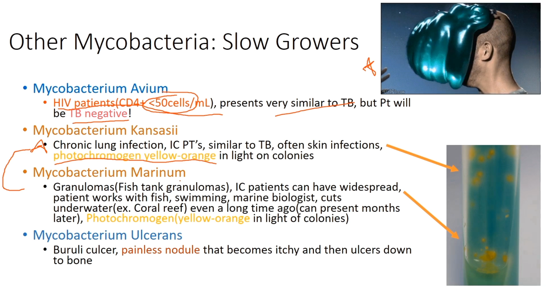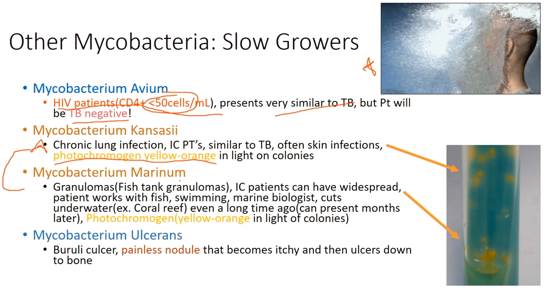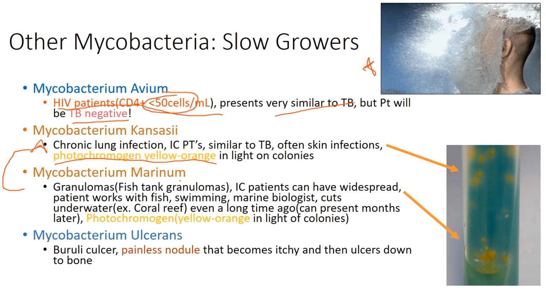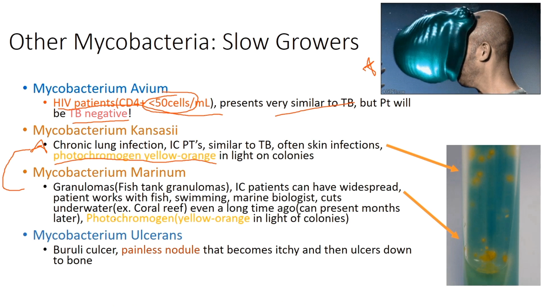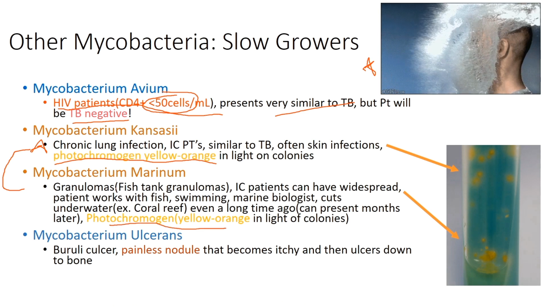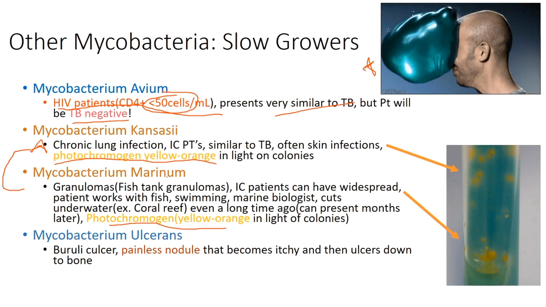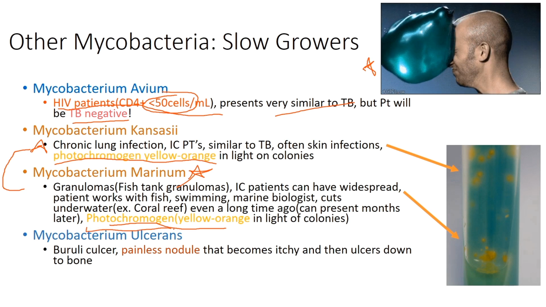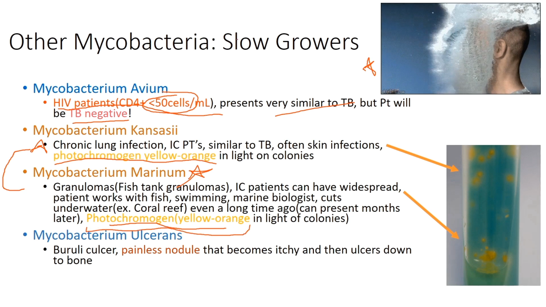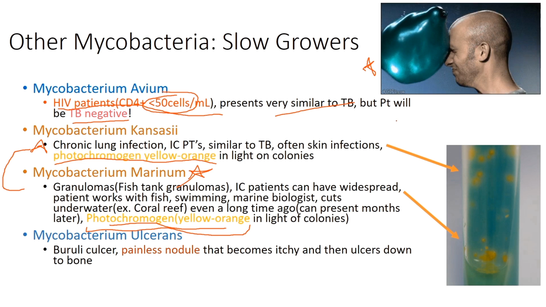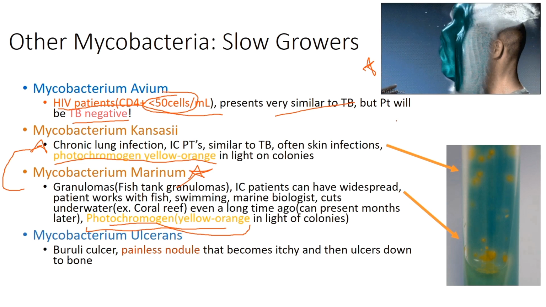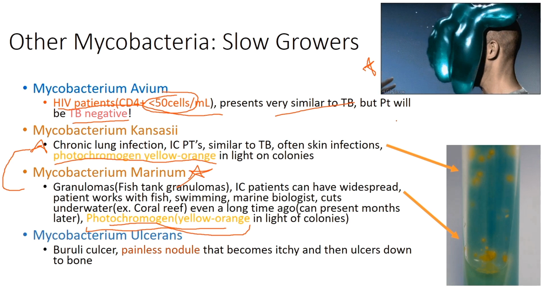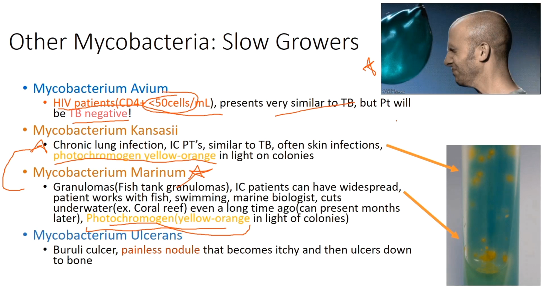If it's marinum, it's more granulomas on the skin or the hands, someone who is a marine biologist, swimming, working with fish, and they get cuts, something like that, and it grows photochromogen yellow on the agar, then you're thinking that this is Mycobacterium marinum. So this is actually more high yield. I know there was a slide that said FYI in the corner about the photochromogen yellow and all that stuff, but you actually do need to know this. This was on a test question that we had, so definitely know your pigments and how to differentiate all your Mycobacteria. It's not too difficult.